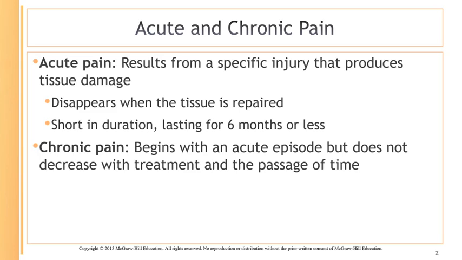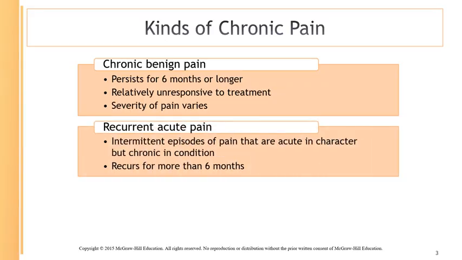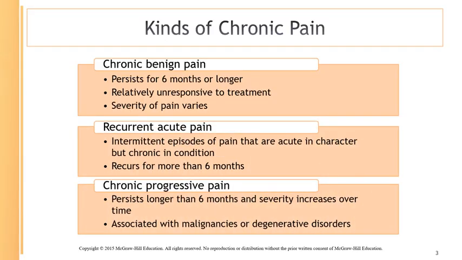Chronic pain begins with an acute episode but does not decrease with treatment and the passage of time. The different kinds of chronic pain are chronic benign pain, recurrent acute pain, and chronic progressive pain. With chronic benign pain, this is pain that persists for 6 months or longer. It's relatively unresponsive to treatment, and the severity of pain varies.